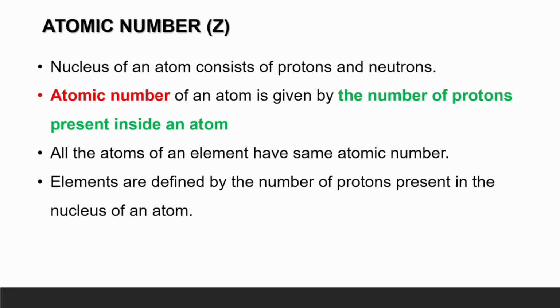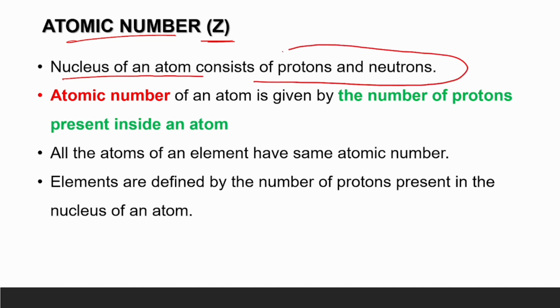Next concept is atomic number. What is an atomic number? Atomic number we usually represent by the letter Z. We already studied in the previous slide that the nucleus of an atom consists of protons and neutrons, isn't it? Inside the nucleus there is proton and neutron.